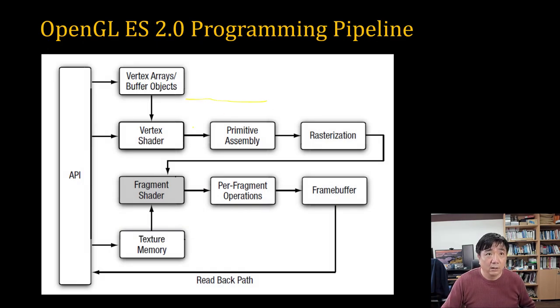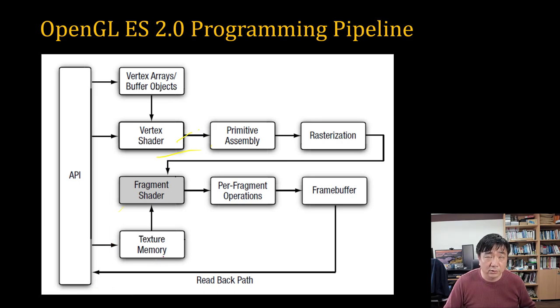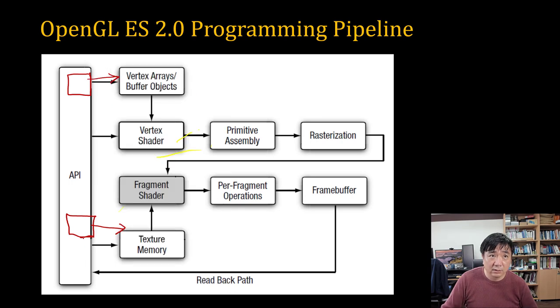Okay, there is a texture memory. I will change the color of the pen. There is a texture memory here, which we did not discuss yet. So there is an API connected to texture memory. It means that we can send an image in CPU memory to GPU memory, the texture memory. Like a vertex buffer object, where vertex data stored in the CPU must be sent to the GPU, the texture image should go to texture memory.